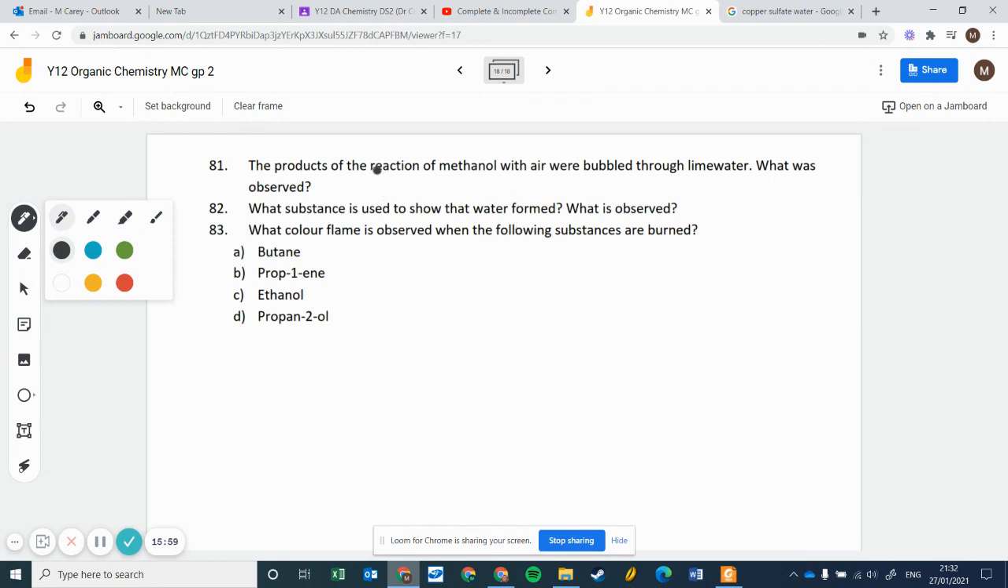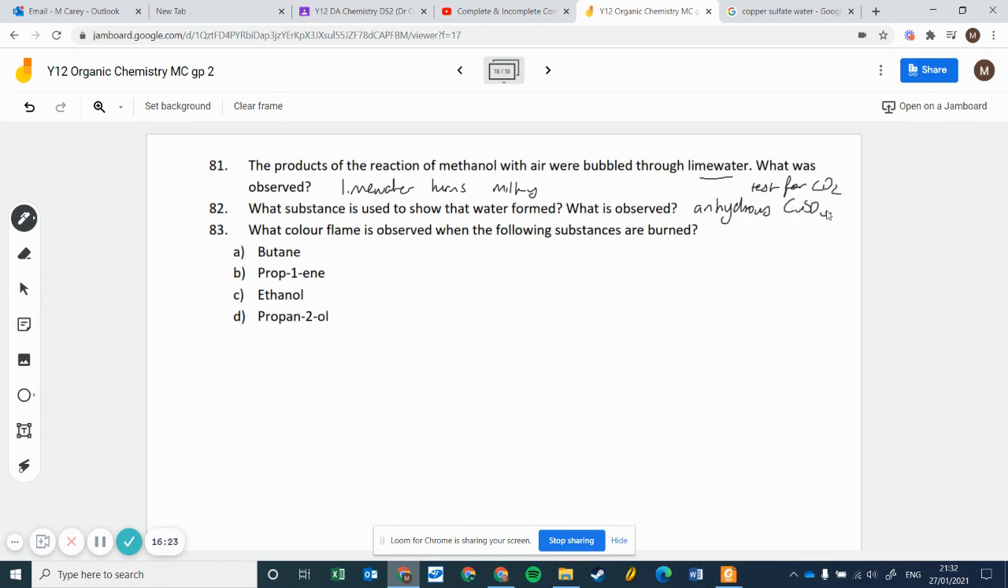So the products of the reaction. The lime water test is for CO2, so the lime water will turn milky. What substance is used to show that water formed? That is anhydrous copper 2 sulfate, or you can just write the formula, and it turns from white to blue. So you name the substance and you give the observation. There are 2 bits to that question.